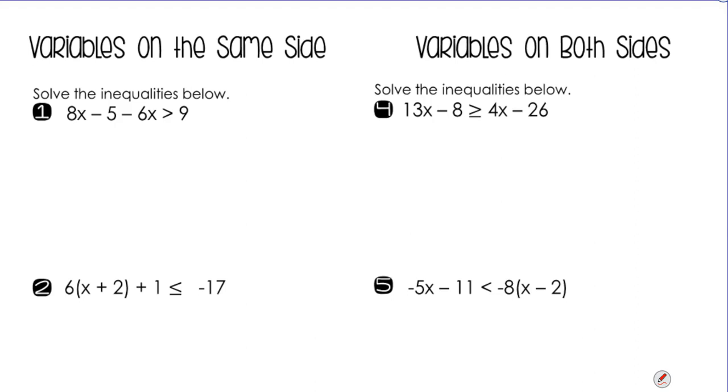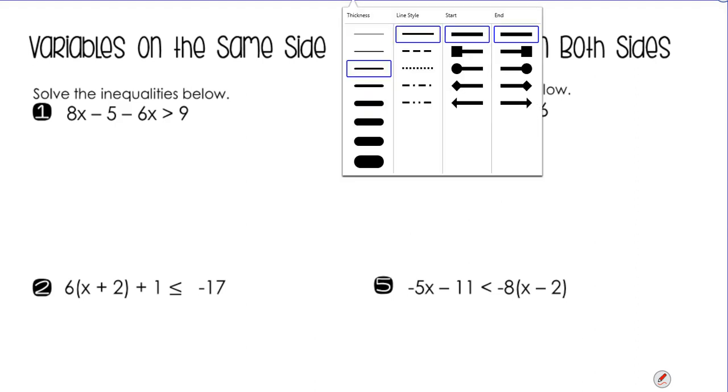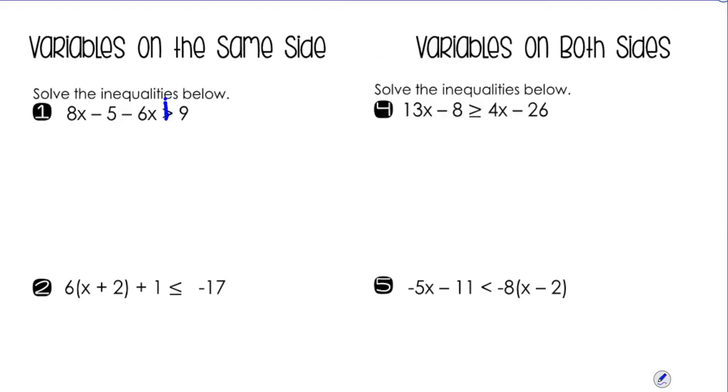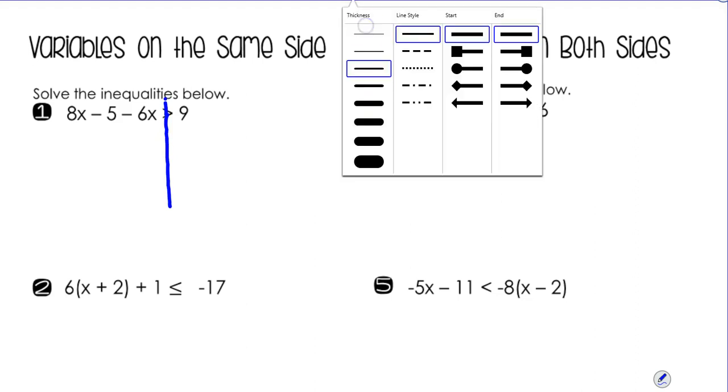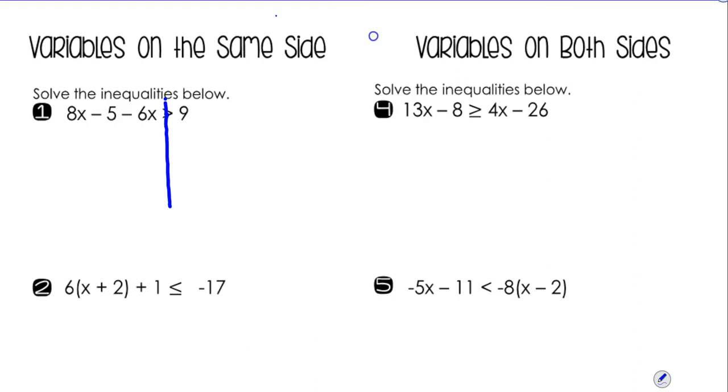For the first problem, we solve inequalities just like we solve equations. So we're going to start here. We're going to put a line down the middle. We're first going to combine any variables that are the same. So we're going to look for things that are the same. We have 8x and we have negative 6x. We can put those together. We can combine our like terms. So 8x minus 6x is what? 2x. So now we have 2x minus 5 is greater than 9.